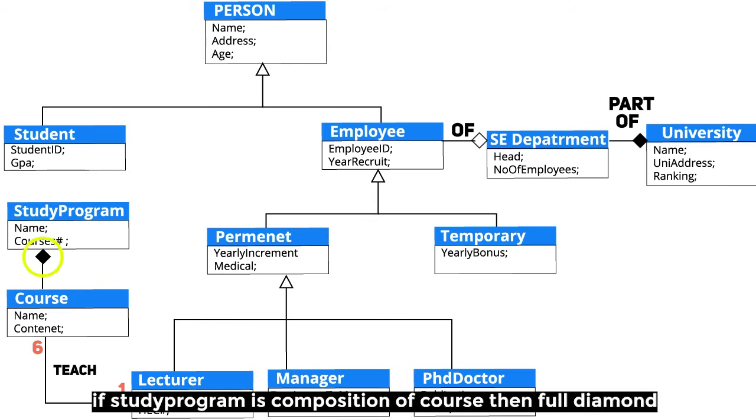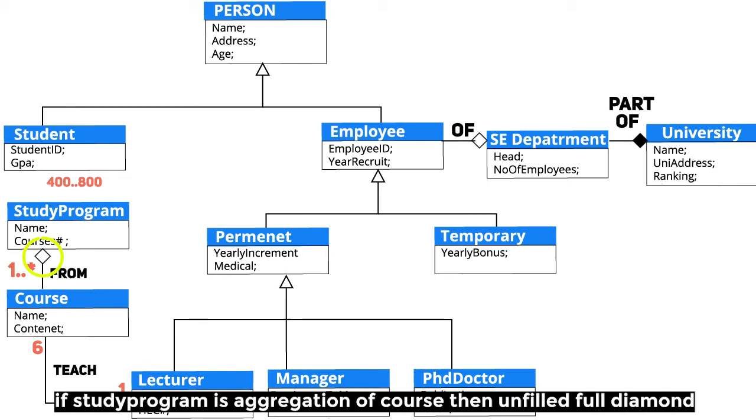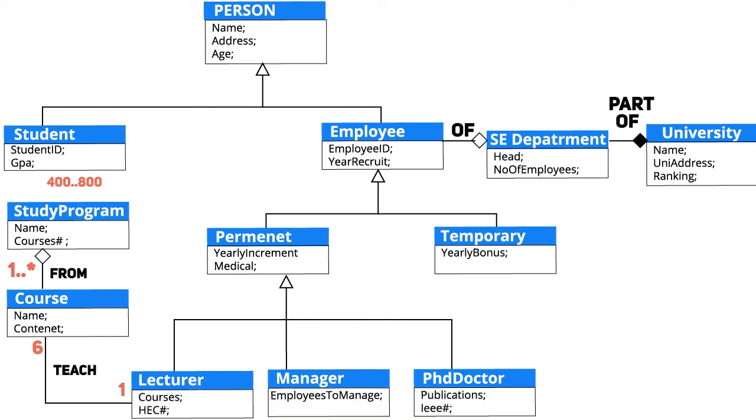the study program. If the course is somehow not totally dependent on the study program, if the study program is no more continued in the university, then the course will also be taught in the university, then it is the aggregation part of that course.